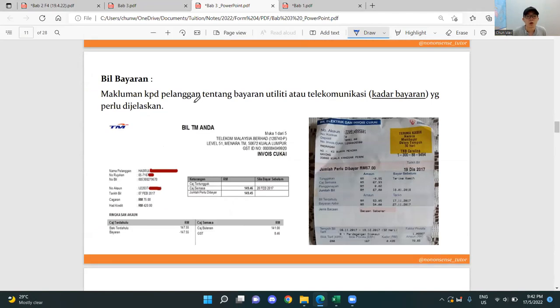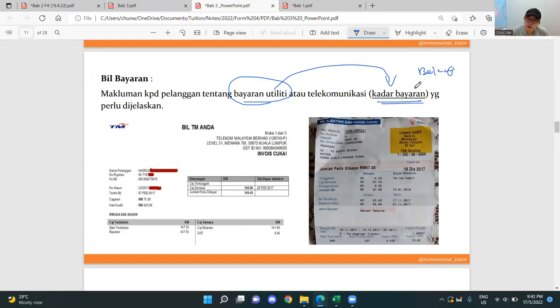Okay, next again, bil bayaran. Alright, so this is a maklumat kepada pelanggan tentang bayaran utility. What is bayaran utility? Bayaran utility is the same term as kadar bayaran. If you remember what is kadar bayaran, when I explained in bab 2 under the belanja. Alright, so kadar bayaran is all the belanja such as your telephone bill, your electric bill, your bill IA, your Wi-Fi bill. When you have these four items, we consider it as a kadar bayaran.